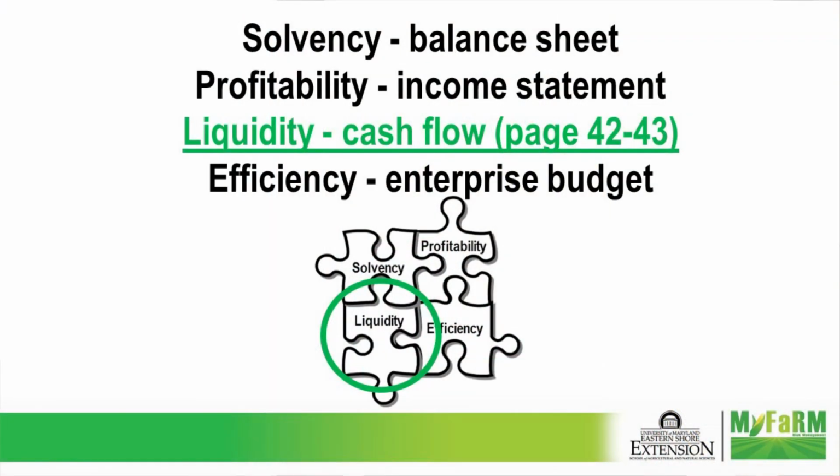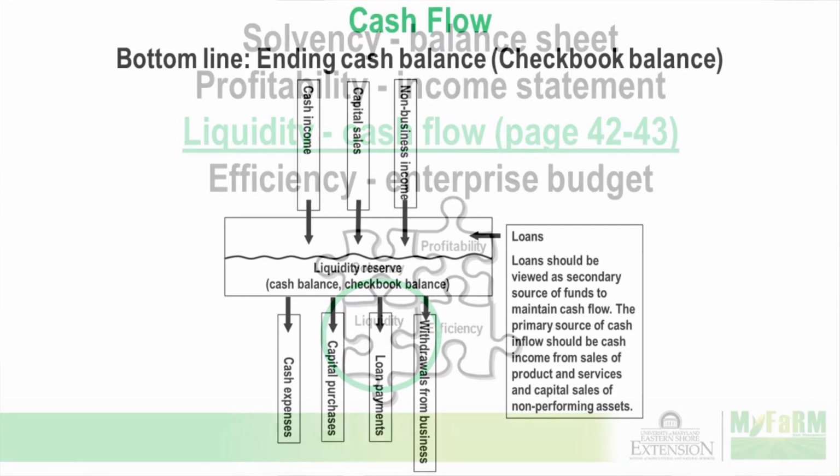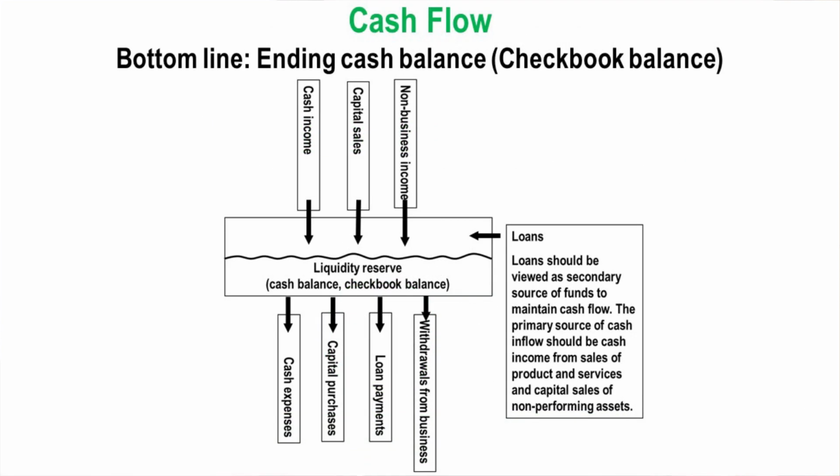All right, we'll go ahead and get started back. Lisa, I know, has the slides. We want to go ahead and talk about cash flow. So let's do that. And you can see here, cash flow is liquidity. All right, so how liquid is your business? And if you look here, the bottom line, you've got your ending check. Really, cash flow is your checkbook. So you've got your cash income, your capital sales, and your liquidity reserve, right? And then your expenses coming out. So this is really like your checkbook.